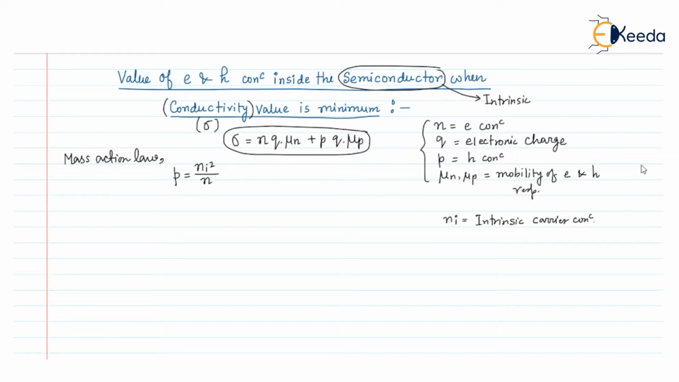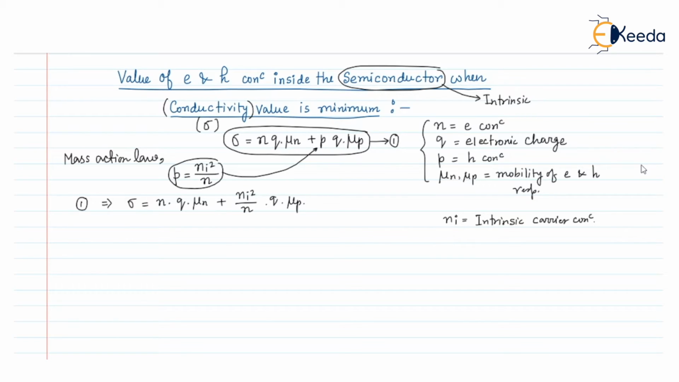So from the first equation, if I denote it as equation number 1, we can write that sigma is equal to n q mu n plus p q mu p. This p value, from the mass action law, we will replace in this equation, so it will come as ni square divided by n, into q into mu p.